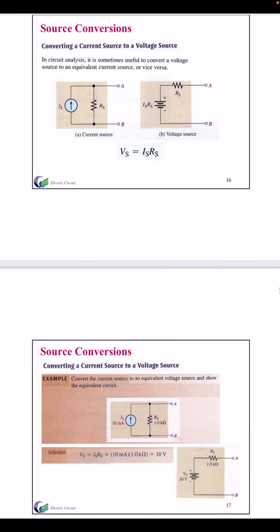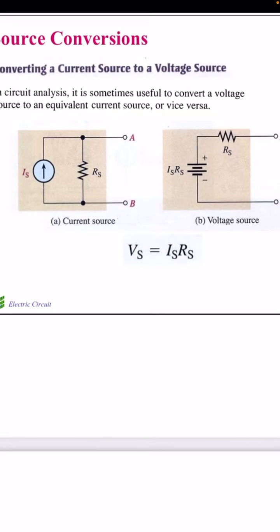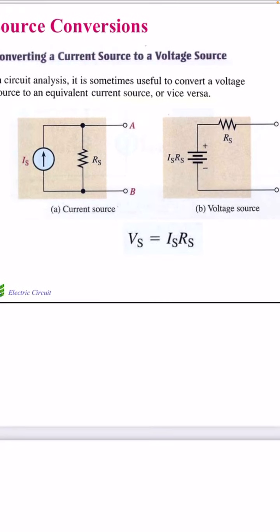Now let us see how we can convert a current source to a voltage source. We can see here the current source Is is given and Rs is its internal resistance in parallel. Just as we have done earlier, we will now calculate the total value of voltage. Voltage will be V equal to IR. So Vs equal to Is into Rs, and this Is Rs will be our voltage source, and Rs will be connected in series.